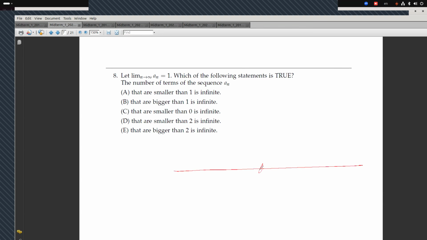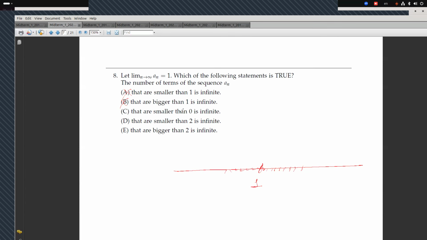No, because all the numbers will gather around 1. And we do not know which side, from the right or from the left. An tends to 1, maybe from the right side, maybe from the left side. Maybe our sequence tends to 1 from this side, and we do not have any single term of an less than 1. And the same with bigger than 1. Maybe we are approaching 1 from the right side.